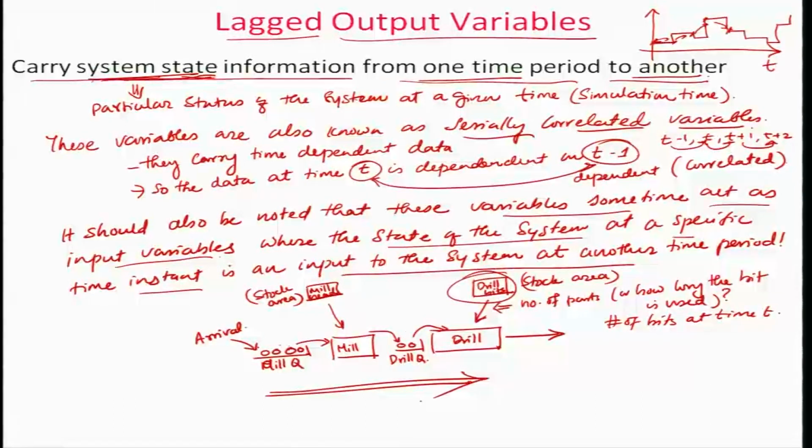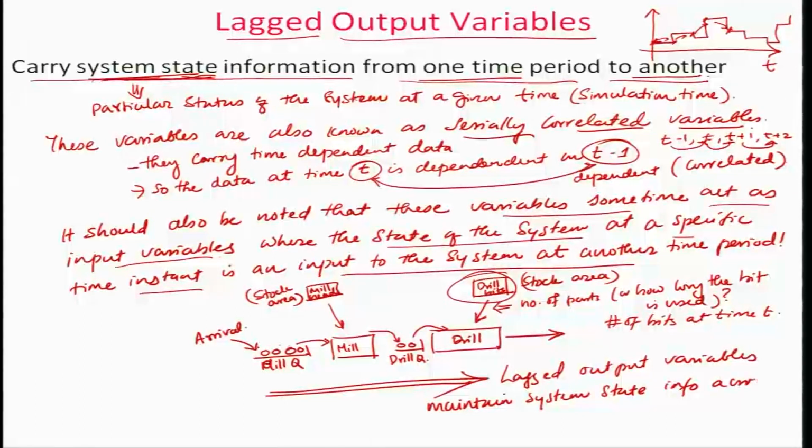So, hence we can say that the lagged output variables maintain system state information across multiple time instances. They keep track of what is happening in the system over a good period of time, so that you can actually get the right information that is necessary.